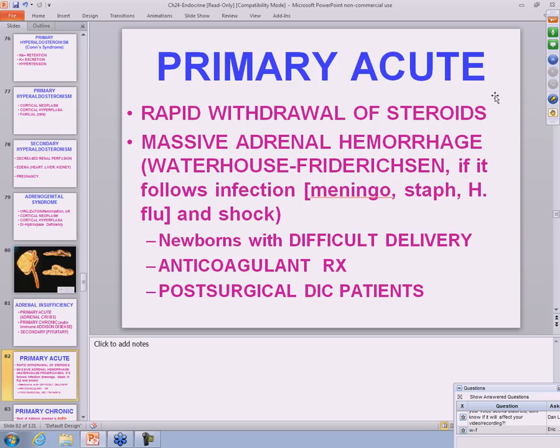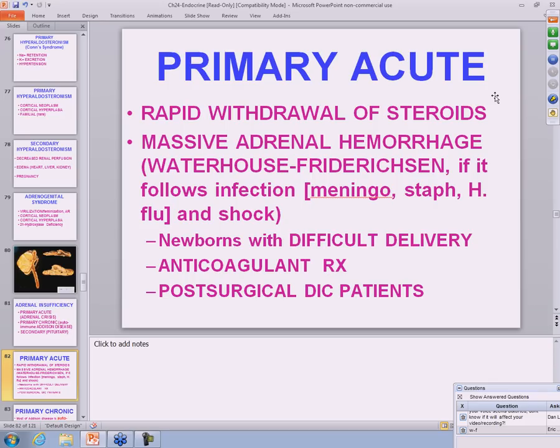Now, also, you can have a primary acute adrenal deficiency following difficult delivery. You can get Waterhouse-Friderichsen syndrome following a delivery. What if the patient's on anticoagulants? Well, maybe those adrenals are bleeding. Okay, that would be another reason if you're suddenly bleeding into your adrenals. And last but not least, patients with DIC are allowed to bleed anywhere, including adrenals. So that's a differential diagnosis of primary acute adrenal failure.